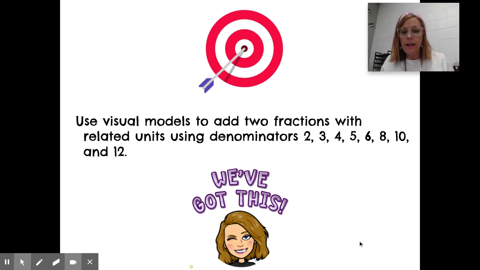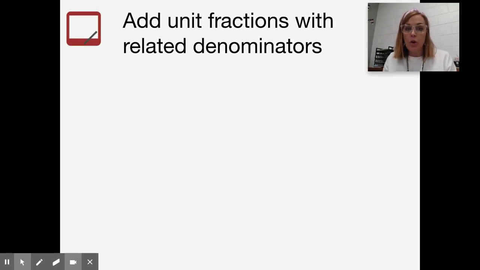We're going to hop right into the lesson, try to make this one short and sweet. Today, you're going to be using visual models. So remember, those are things like tape diagrams, number lines, to add two fractions together. And we're going to look at denominators such as 2, 3, 4, 5, 6, 8, 10, and 12. Okay, so we've been doing this. We're just really getting some more practice and taking it next level. And I hope you guys are really starting to feel thumbs up about this. So let's go ahead and get started.